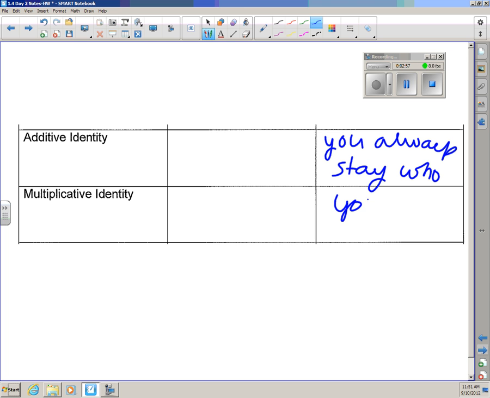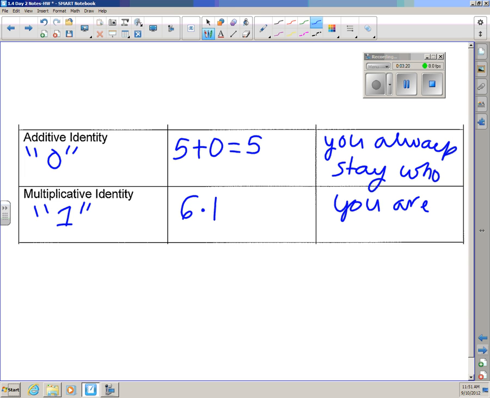So the additive identity is going to be 0, right? Because I can add 0 to any number and I'll never change that original number. 5 stays as 5 anytime I add a 0 to it. The multiplicative identity is going to be the number 1, because anytime you multiply a number by 1, the answer always remains itself. So you stay yourself.